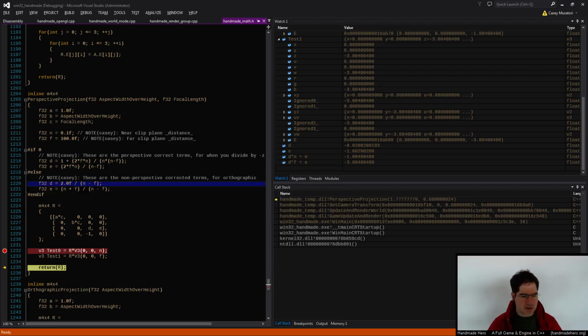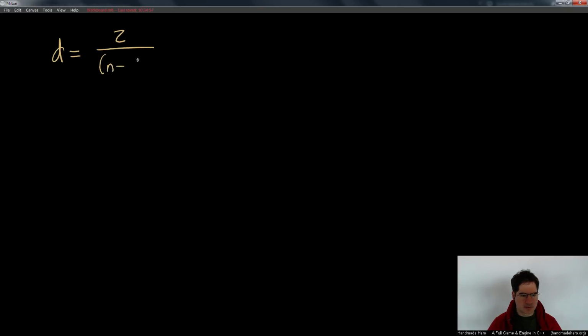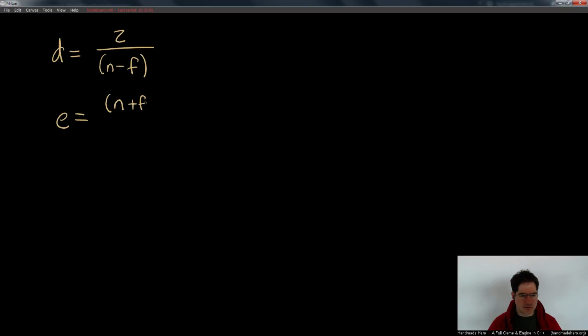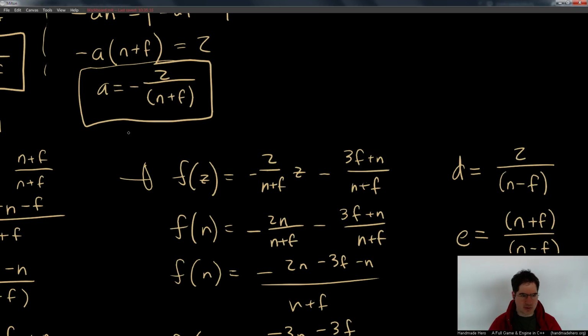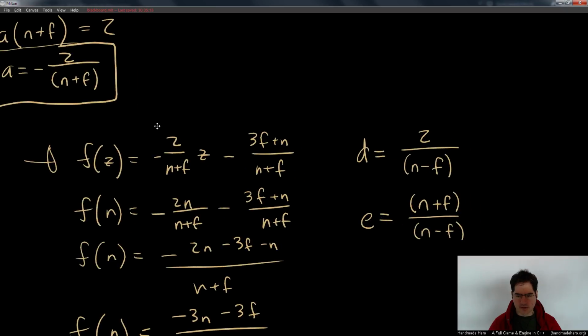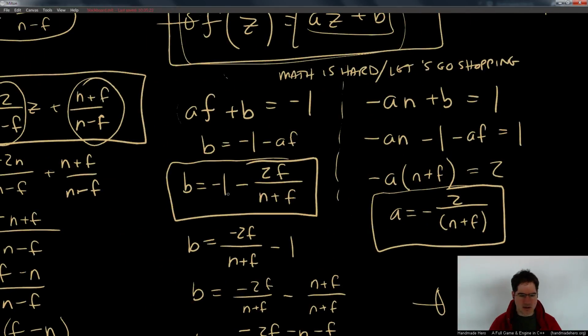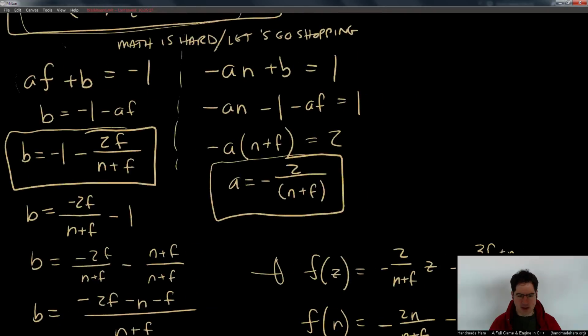which is that the D value is 2 over n minus f, right? And the E value is n plus f and minus f. And looking at those two, we should be able to also verify that that's actually what we said it should be here. There's the 2 over n plus f, right? And there's the B value, -1, -2f over n plus f.